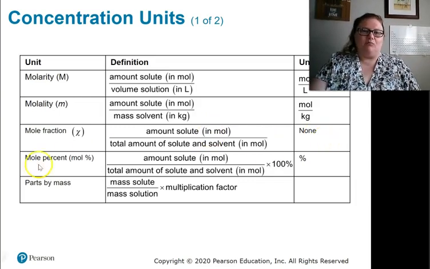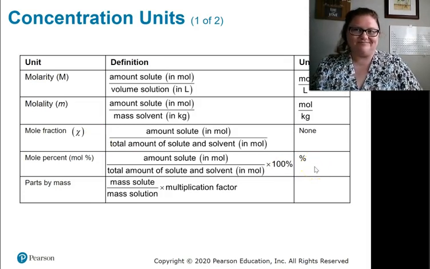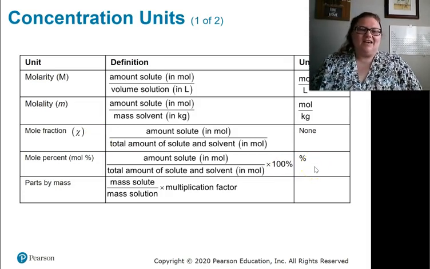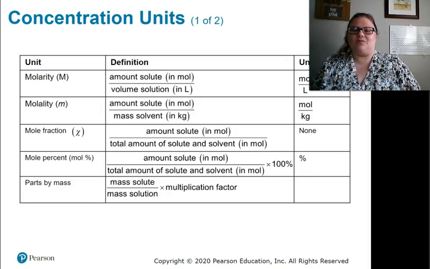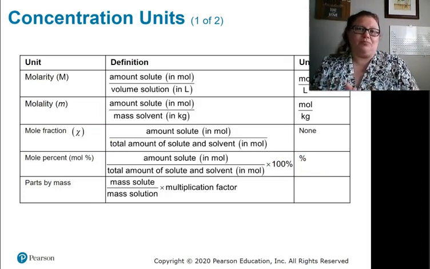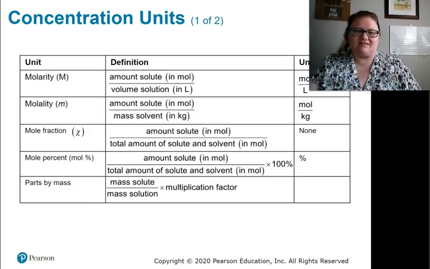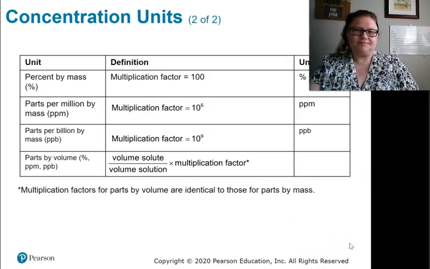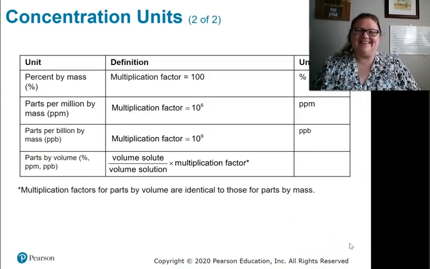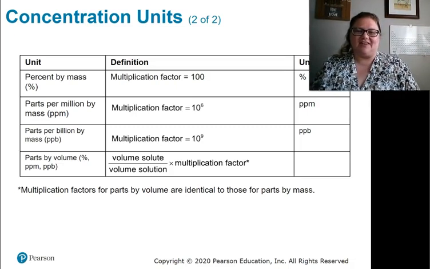Okay, then we have a mole percent. So all we do there is we do the mole fraction equation and then times it by 100 and we get a percent. That's all it is. Okay, then we have part by mass. And so this can be a multiplication factor like parts per million or parts per billion. We'll talk about that in just a second, but that's part by mass. We have percent by mass. We would just multiply our previous calculation there by 100 to get it on a percent scale.